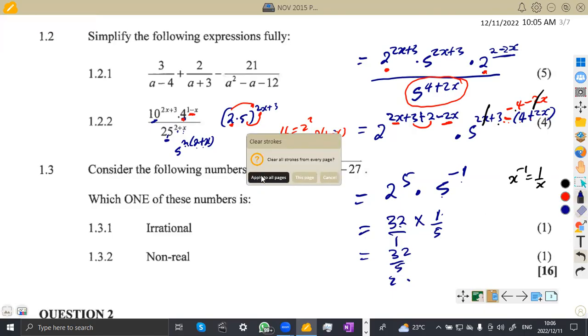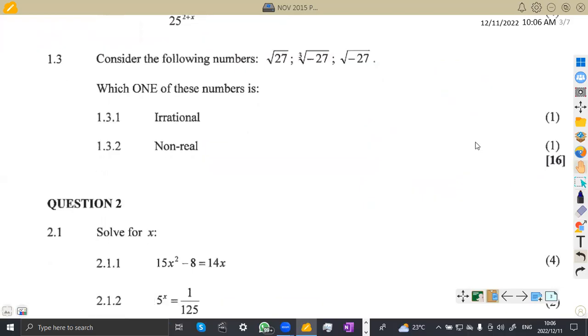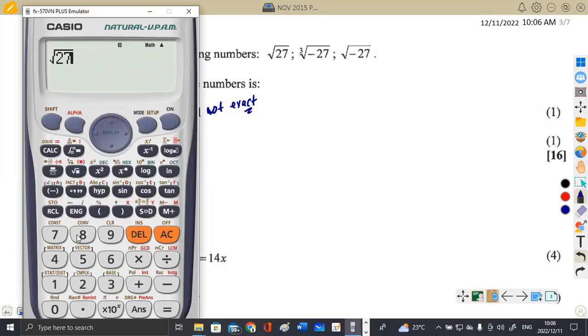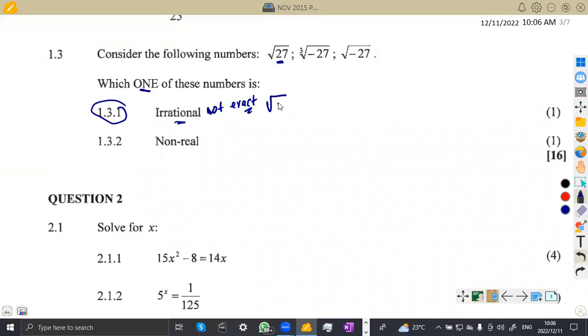All right, so that was question 1.22. On question 1.3, consider the following: the square root of 27, the cube root of negative 27, the square root of negative 27. Which one of these is irrational? So remember, I talked about the irrational numbers. If you are dealing with irrational numbers, these are numbers that are not exact. When expressed as decimals, they do not end. So you can cross-check what we have on the square root of 27 there. It's an endless decimal. So this is actually an irrational number.